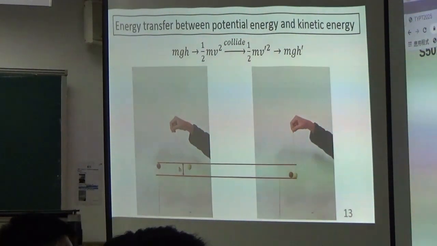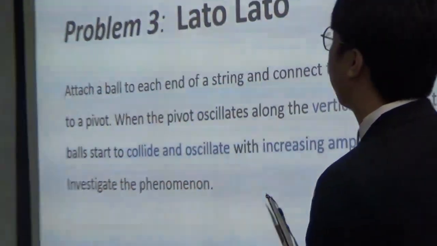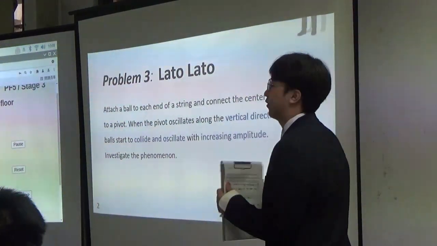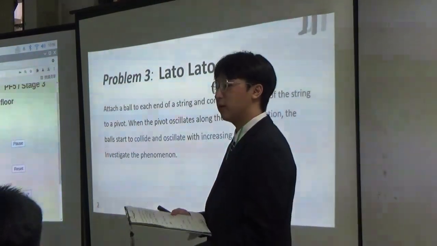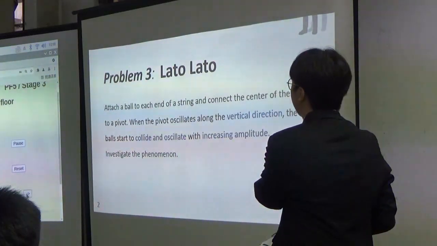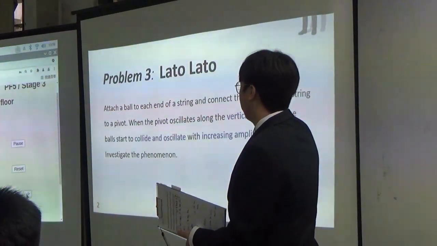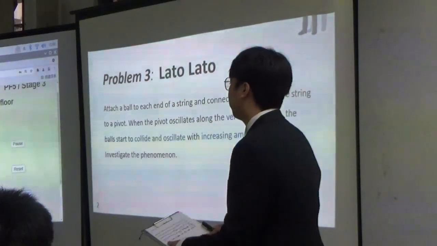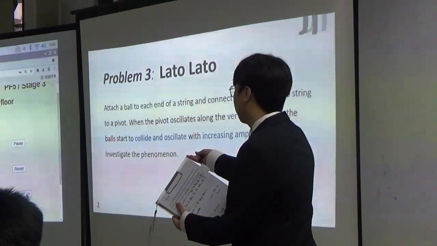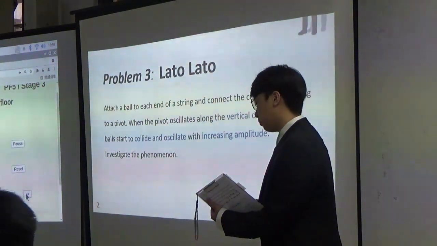Hello everyone. I'm Poland from Nuri, and today the topic I'm going to present is problem 3, Lotto. The problem statement says: attach a ball to each end of a string and connect the center of the string to the pivot. When the pivot starts to oscillate along the vertical direction, the balls start to collide and oscillate with increasing amplitude. Investigate the phenomenon. So the reporter's focus is on the increasing amplitude, and investigating this phenomenon to explain the reasons for it.